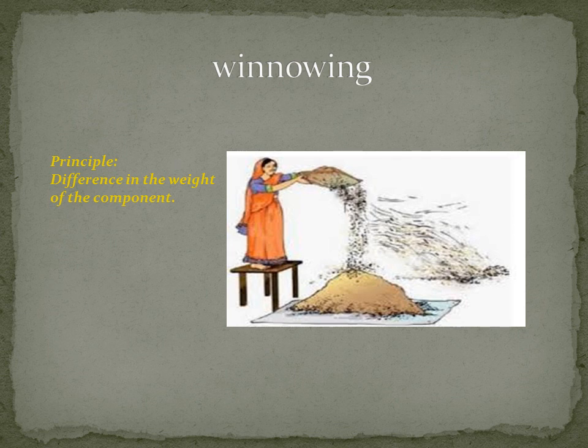The mixture is allowed to fall from a height. You can see in the picture. The heavier components fall almost straight downwards and the lighter component is blown away by wind to form a separate heap at a distance. Chaff is separated from grain by the method of winnowing.